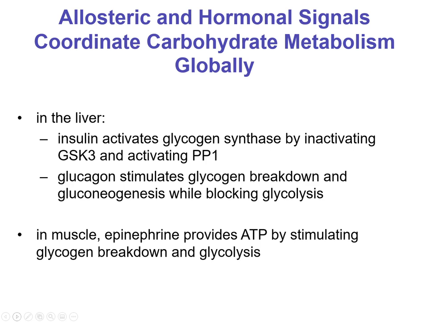So there are allosteric and hormonal signals that coordinate all of this carbohydrate metabolism. In the liver, we've got insulin activating glycogen synthase by inactivating GSK3 and activating the phosphorylase. We've also got glucagon that does the opposite. It stimulates glycogen breakdown and gluconeogenesis to generate free glucose, and it blocks glycolysis because we don't want to be burning up that glucose that we need to raise our blood sugar. In the muscle, we could talk about epinephrine and how that provides ATP by stimulating glycogen breakdown and glycolysis.